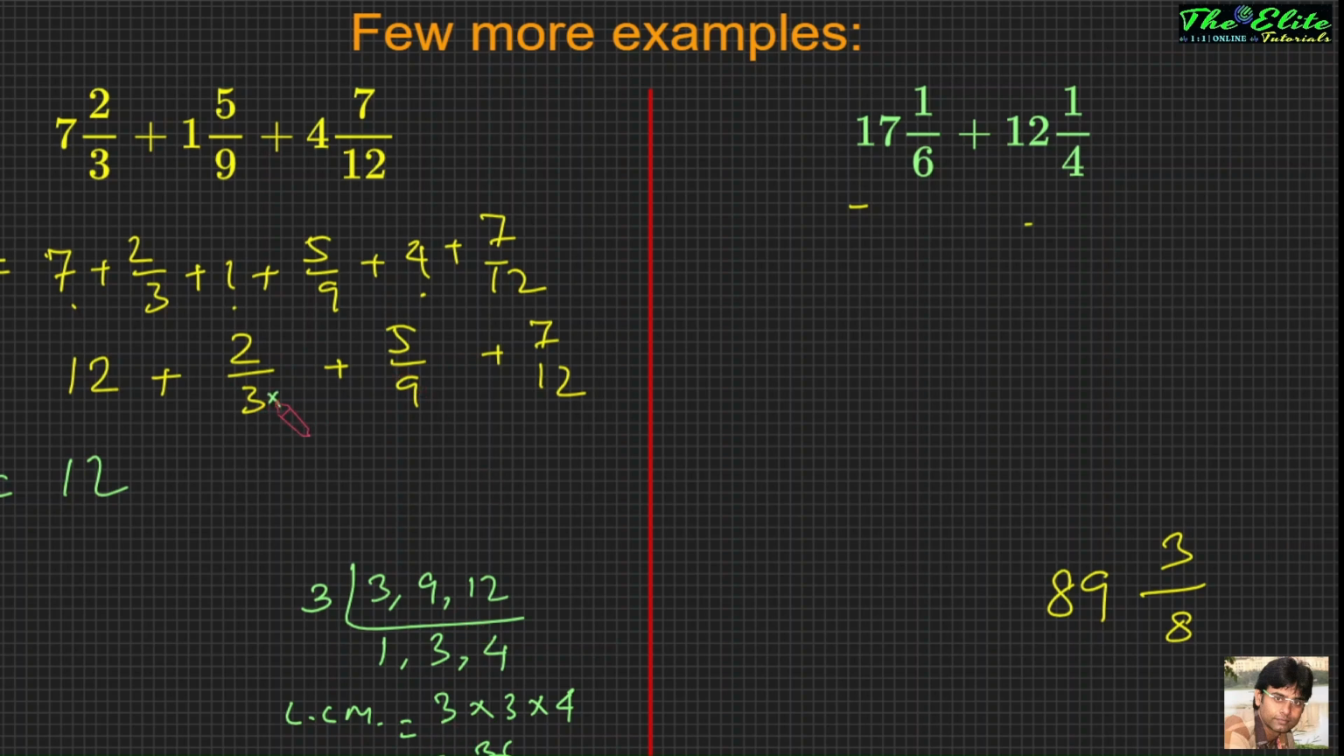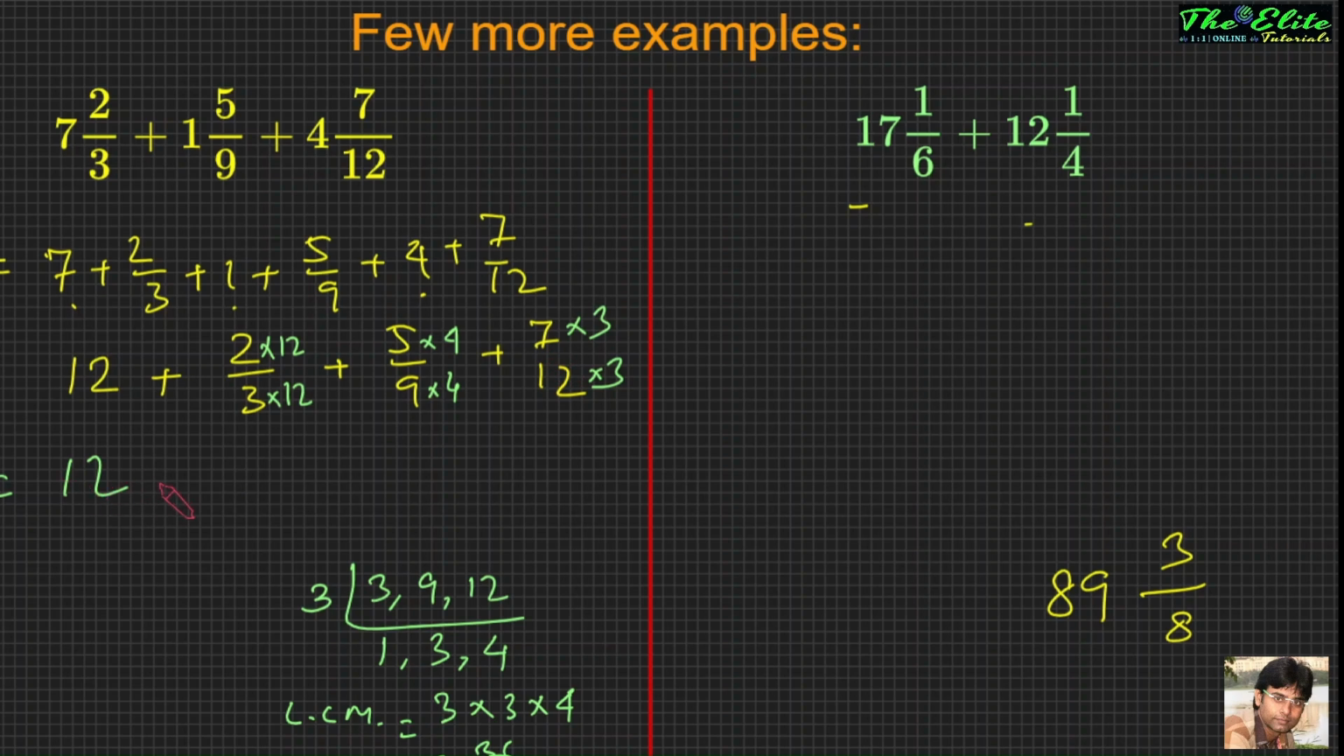Keep in your mind that to make 36, you have to multiply this by 12. So again, you will multiply this by 12. In order to make this 936, you will multiply this by 4. Here it is 4, here it is 3. I hope you understand.